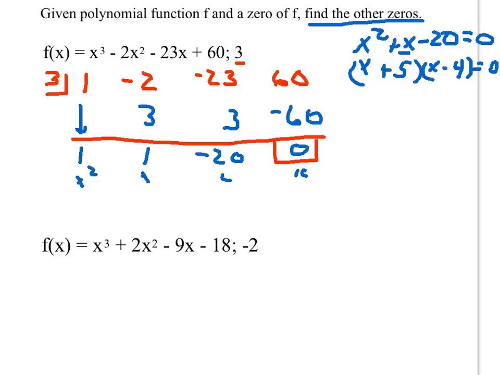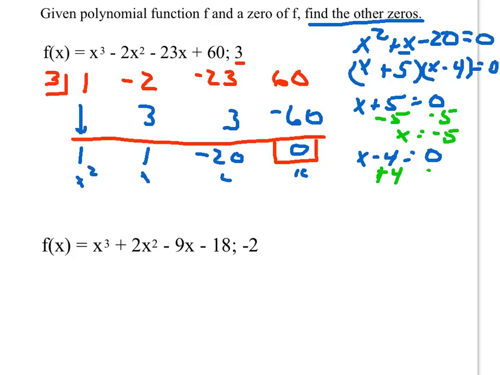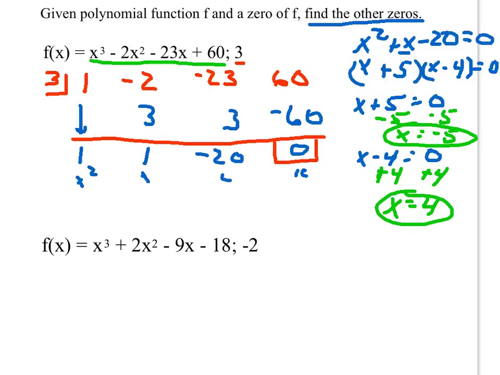Now, since we're finding zeros, we've got to make sure that we set each of these equal to 0 and solve. So x plus 5 equals 0, x minus 4 equals 0. So now we just solve for x. So here we would subtract the 5. So x equals negative 5. And here we would add the 4. So x equals 4. So this graph right here is going to cross the x-axis at 4, at negative 5, and at positive 3. All right?